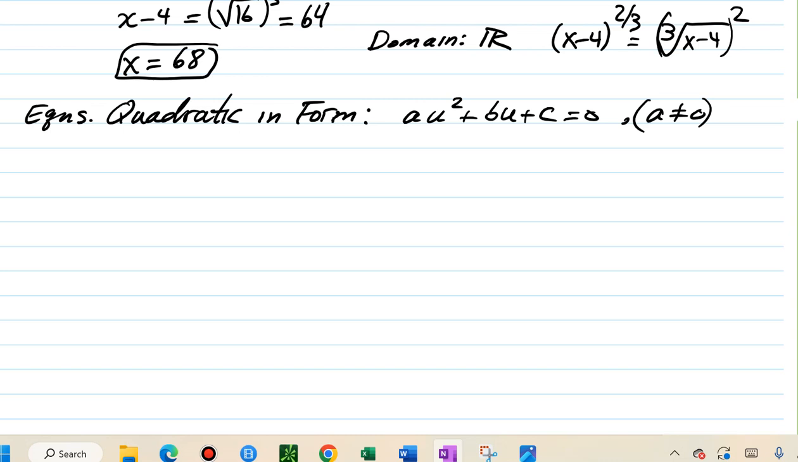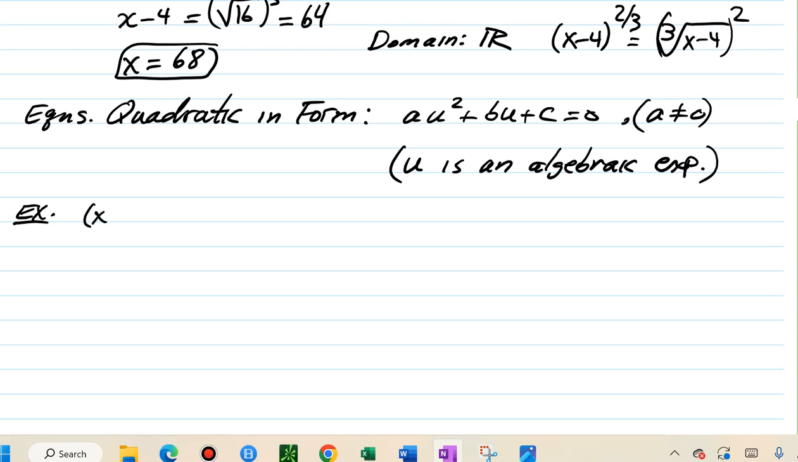And u here is an algebraic expression. So u itself is an algebraic expression. This is called quadratic in form. So let's take a look at an example. For instance, suppose I have x plus 1 to 2/3, plus x plus 1 to 1/3, minus 2. This should work. Okay, I want to solve this one.